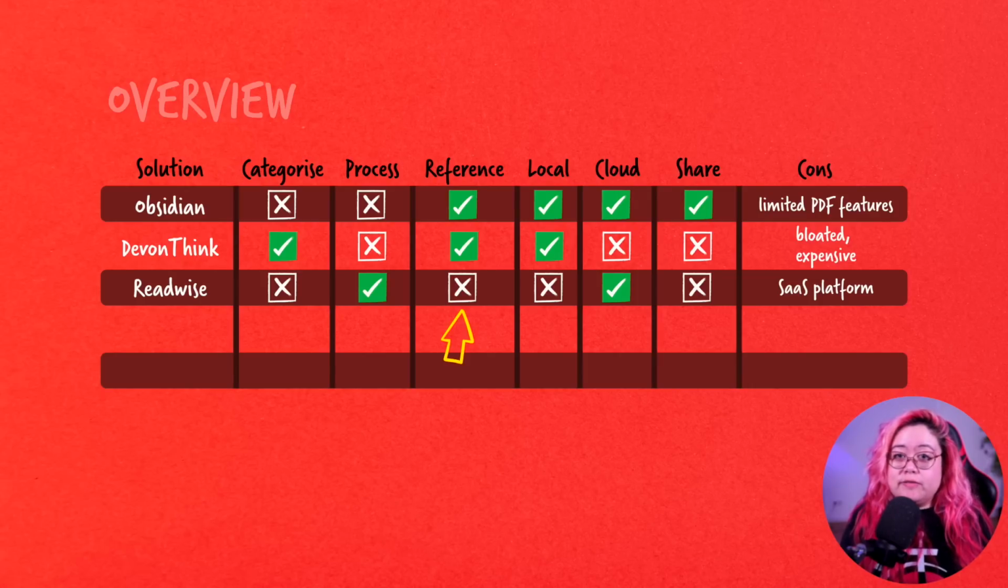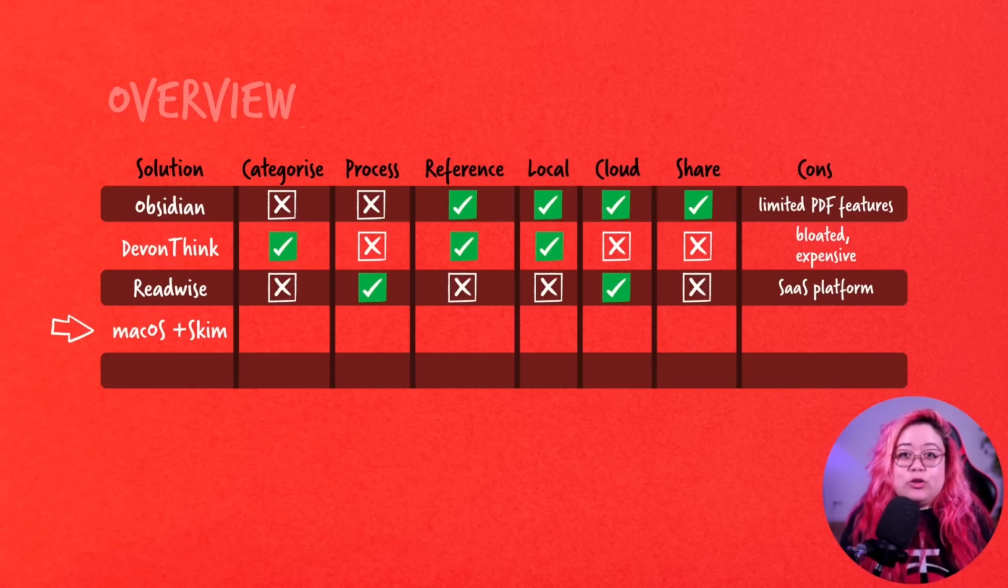Readwise also doesn't give you deep links to the PDFs. At best, it'll give you a location, which has never really worked well for me. It doesn't take you directly to the PDF in any case. It isn't local, it is cloud only. It is a SaaS platform, so you could argue that it's a little unfair to add it here. It is also not great for sharing. You can share your highlights to Obsidian and then share your Obsidian notes, but that's kind of a workaround. This isn't really Readwise's forte.